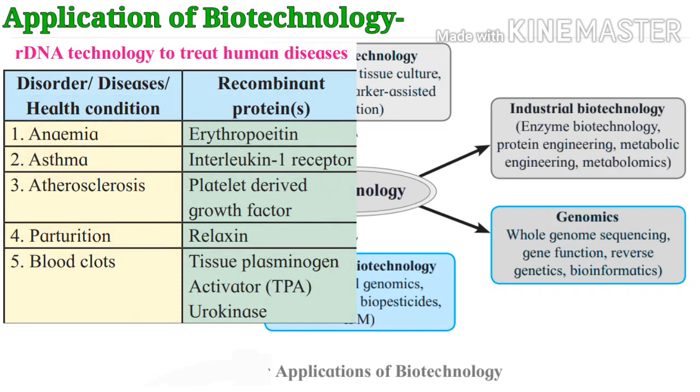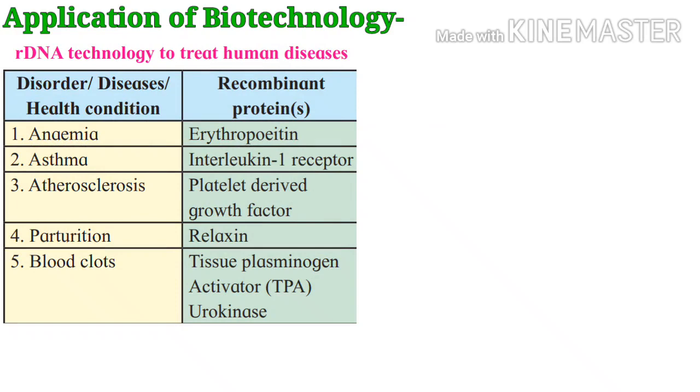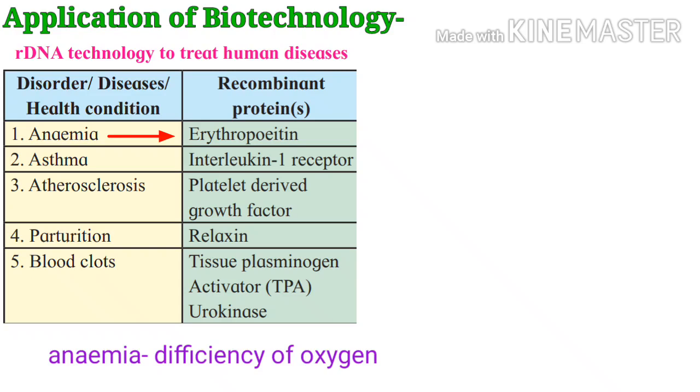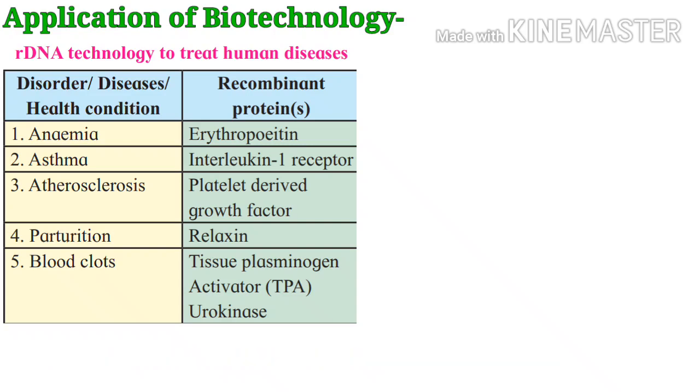Student, there are some proteins produced by recombinant DNA technology for different diseases, disorders, and health conditions. These proteins are used for several diseases, and by using biotechnology, these proteins can treat several diseases. The first disease is anemia. We know that anemia is a condition in which the oxygen level is too low, meaning deficiency of oxygen. In this condition, the RBCs appear like a sickle. Sickle shaped RBCs are seen in this condition.